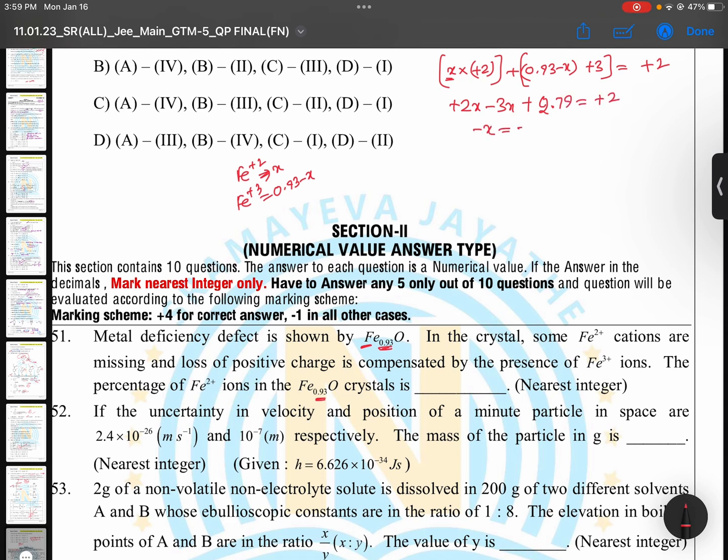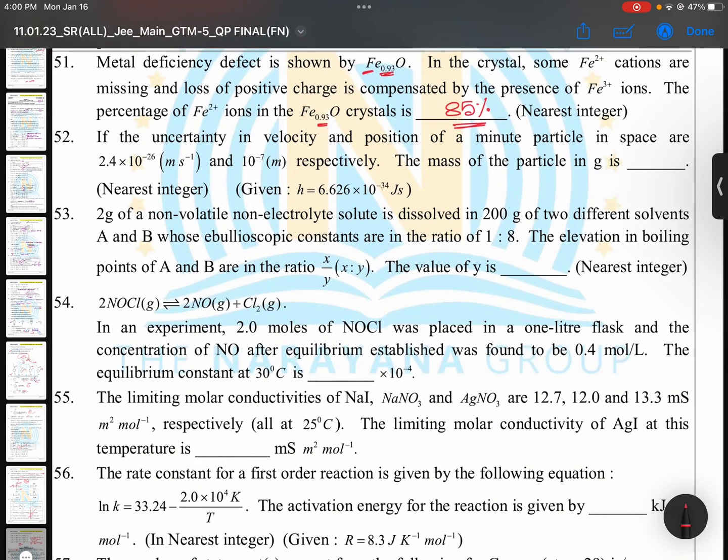Minus x is equal to minus 0.79. So x is equal to 0.79. What is the percentage of Fe2+? That is 0.79 by 0.93 into 100. It comes to around 85 percent. Good question actually. Easy question.